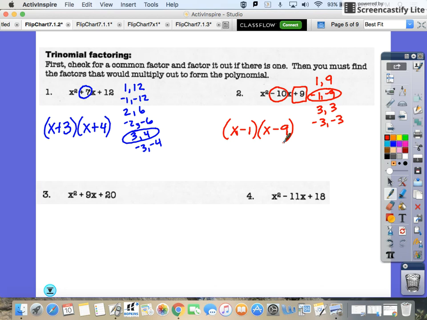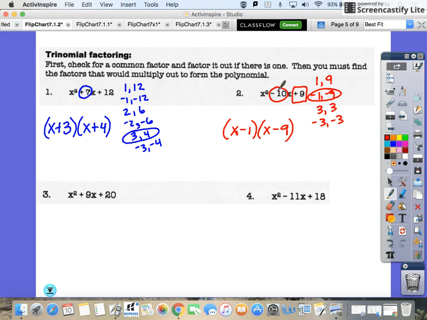You will start to notice some patterns. If they multiply to a positive, that means the signs need to be the same. Positive, positive, negative, negative, positive, positive, negative, negative. And then that'll tell you if it adds to a positive, that means you definitely just need to worry about the positive numbers. Over here, same thing, it multiplied to a positive, so the signs had to match in all of these, but they were going to be negatives because they added to a negative.